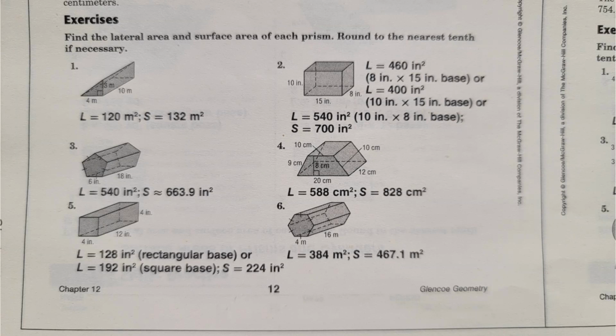So on here, if you look at questions number 2 and number 5, there are multiple answers when it comes to our lateral area. And the reason why is because they are rectangular prisms, and in a rectangular prism, it's a little bit harder to identify what you want to use as a base. They don't tell you what to use as a base.